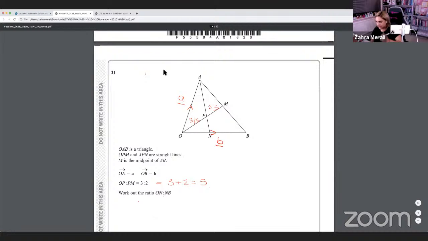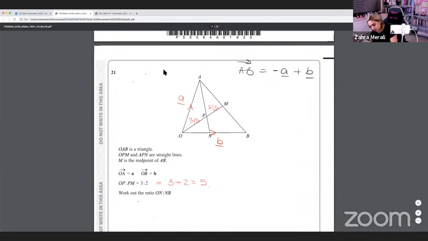Right, let's go step by step. We're going to try to go from A to N in different ways, because we're trying to work out what this ratio is from O to N and N to B. If ever you're confused and it doesn't make sense, just try to find things that you know. So let's say I know A to B, so prove you know how to do vectors. A to B is minus A plus B, because I go down A and up B.